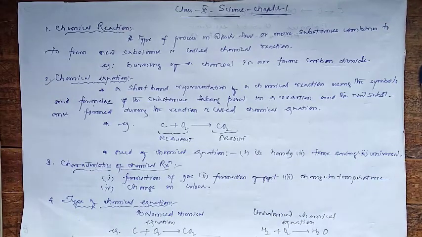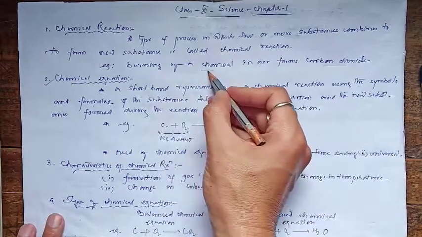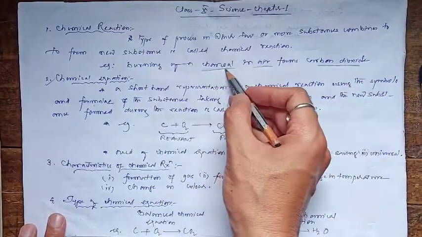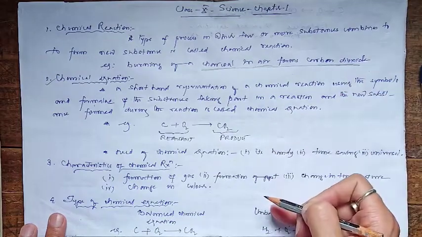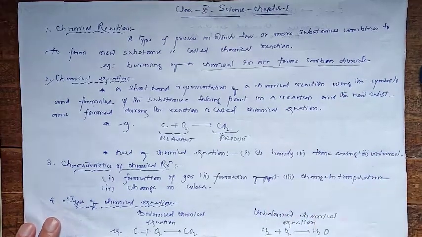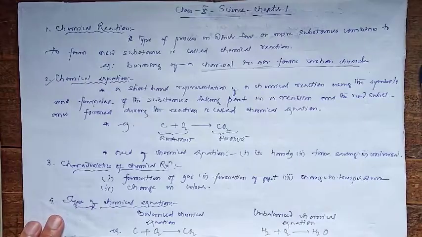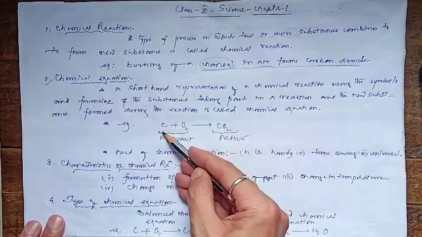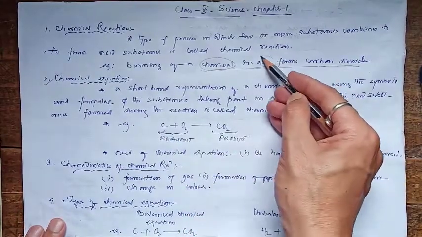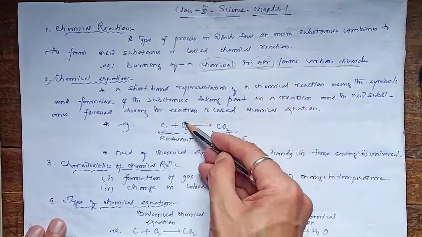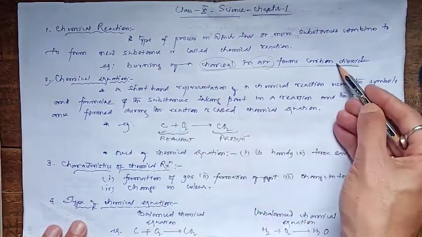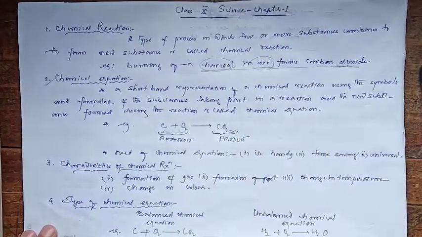Let's take the example, burning of charcoal in air to form carbon dioxide. If I want to express this reaction in a simple and concise way, I can use a mathematical equation. Charcoal is represented by the symbol carbon. From the air we get oxygen, so air is represented by oxygen, and when these two combine we get carbon dioxide, which is represented as CO2.